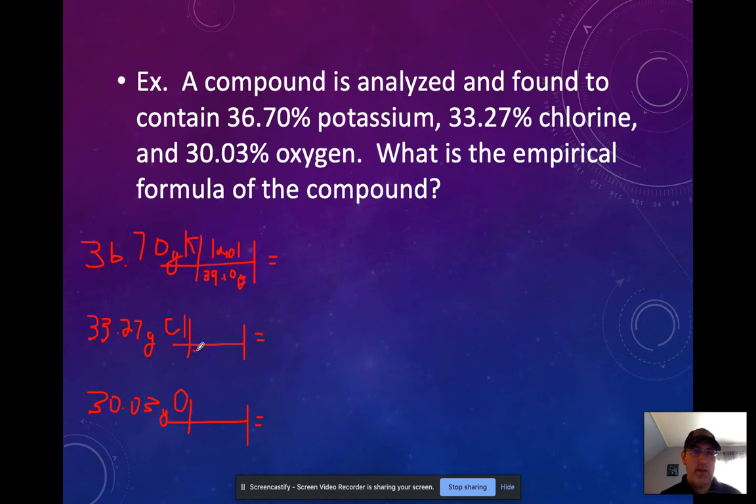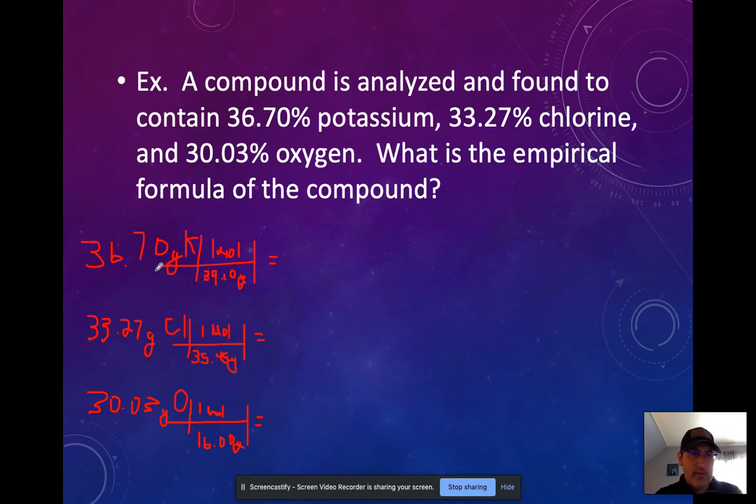Okay, for chlorine, that's going to be 35.45 grams in 1 mole. And lastly, hopefully you're getting to know oxygen is 16 grams in 1 mole. Okay, so your gram amounts cancel. So we're going to get little mole amounts for each one of these.